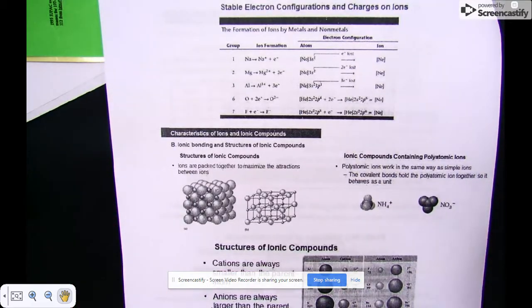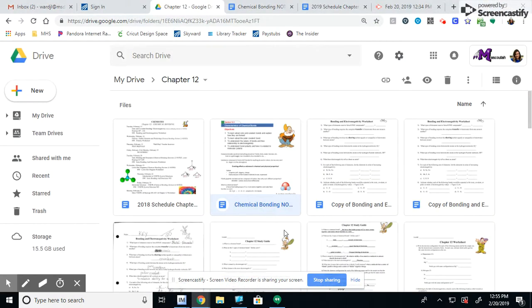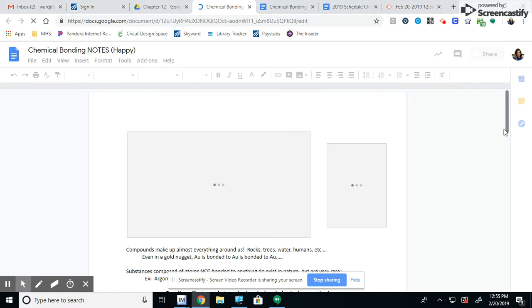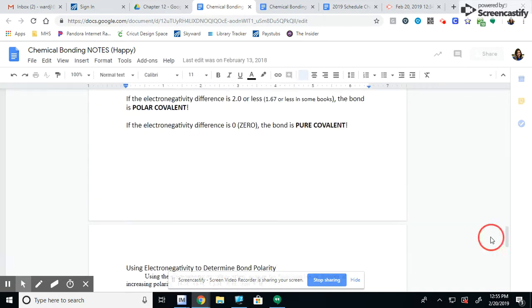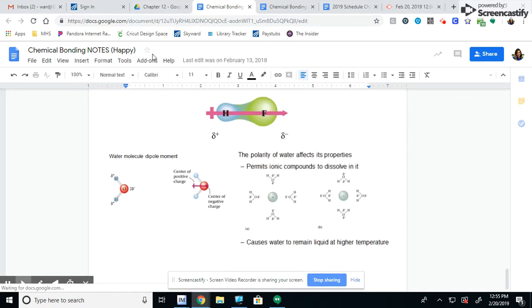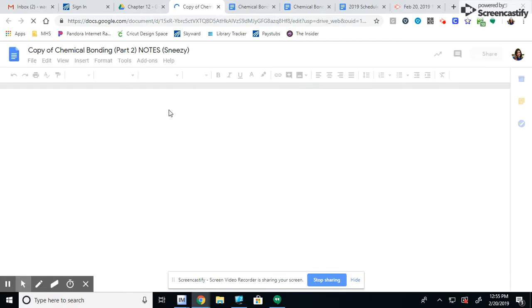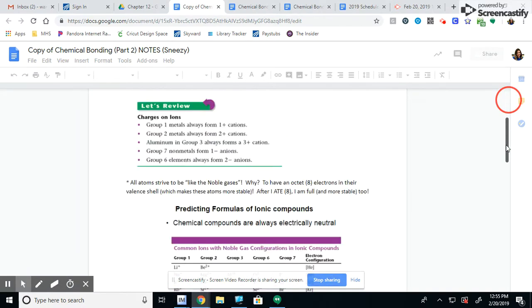Let me pull up, I have a digital version of this. Let me pull it up real quick. All right. Just bear with me one second. No, not that one. I'm just pulling up the digital copy of your notes so you guys can see a little clearer what it's doing.